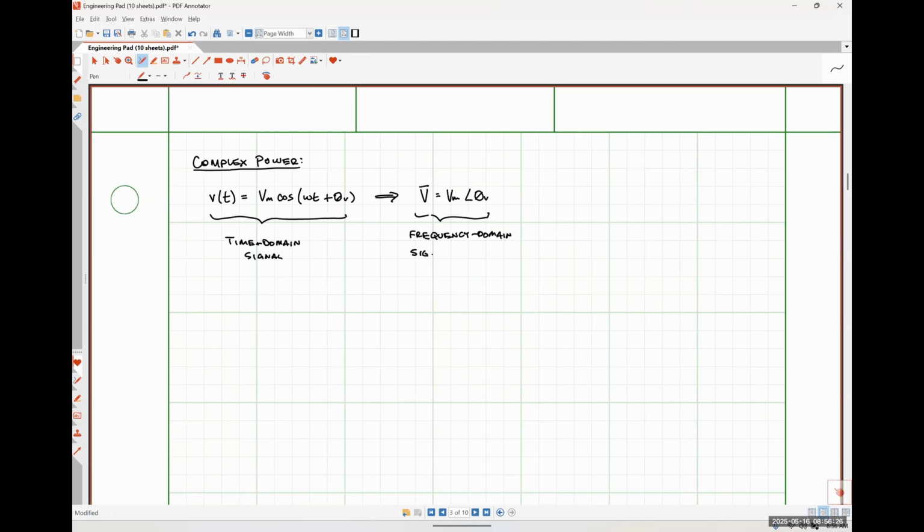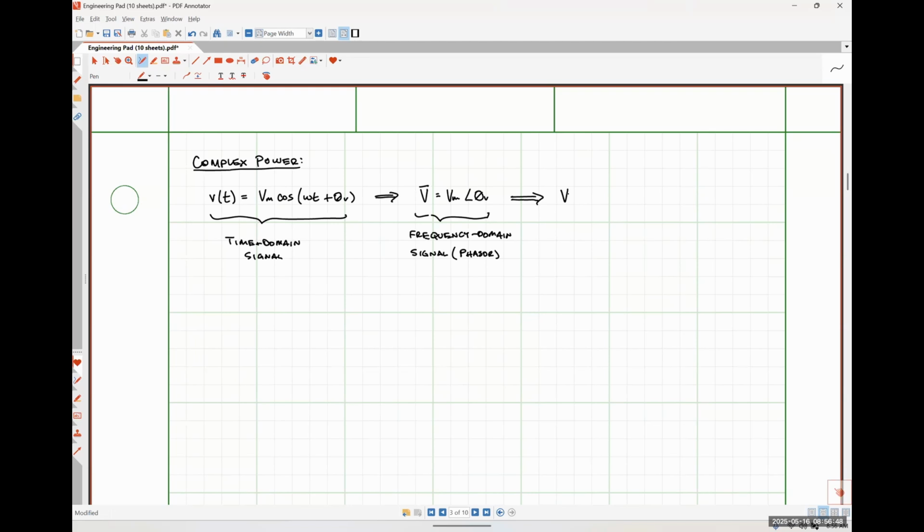Signal, also commonly called a phasor. That's what we've been working with over the last couple of class meetings. And now what we're going to do is take this one step further and develop our RMS phasors.